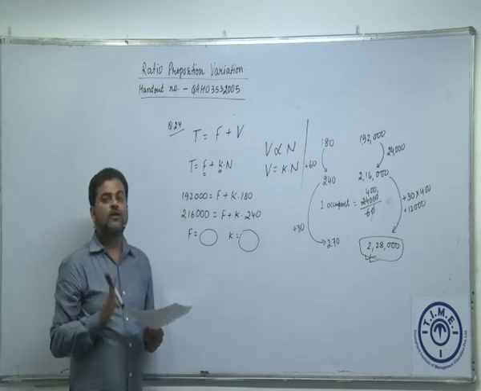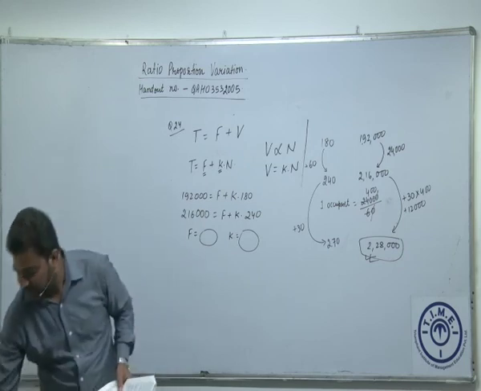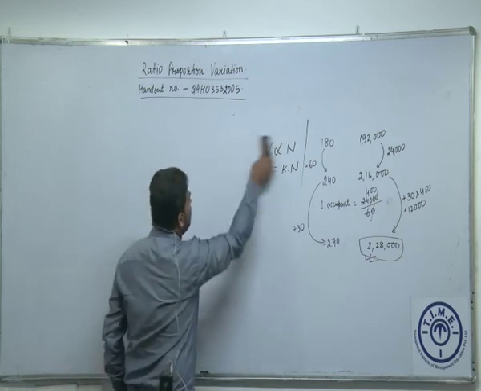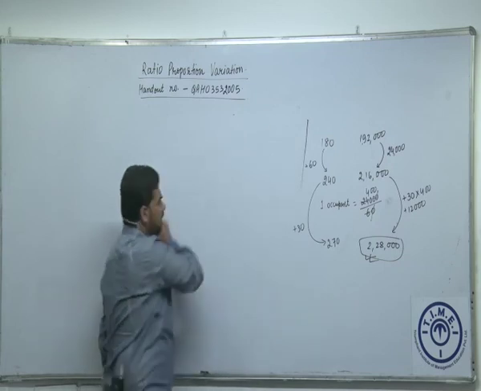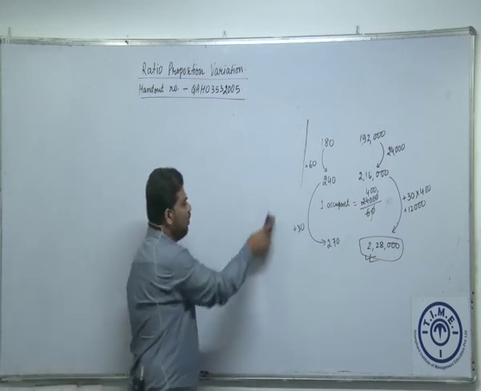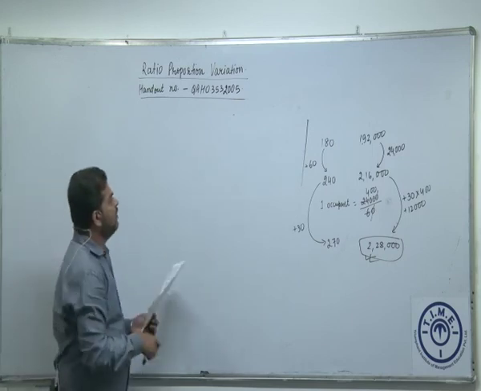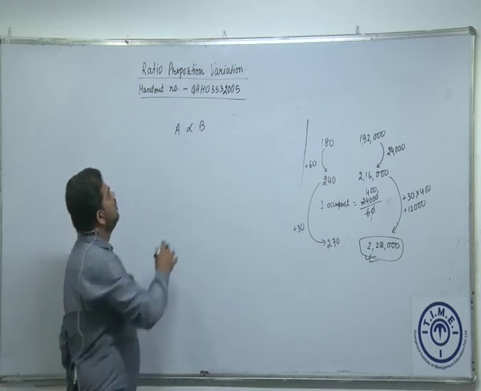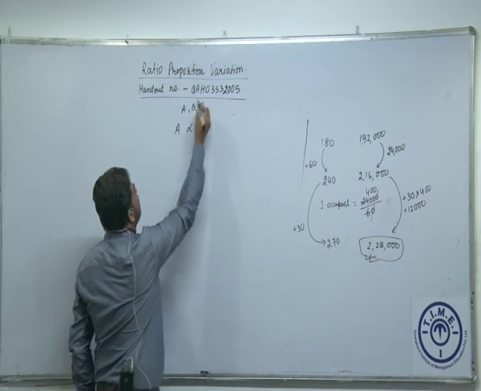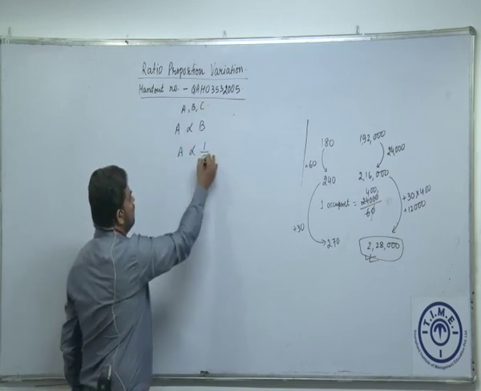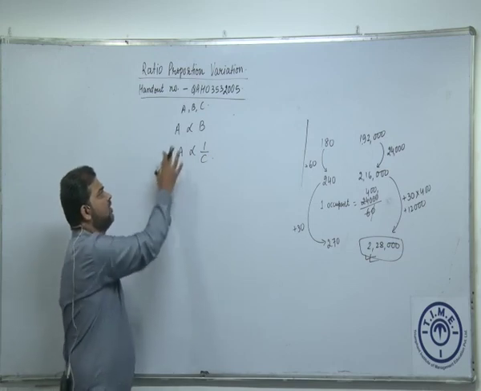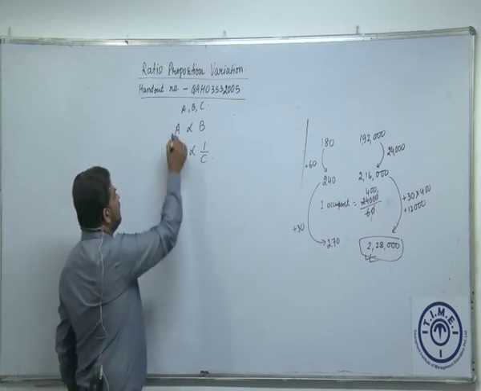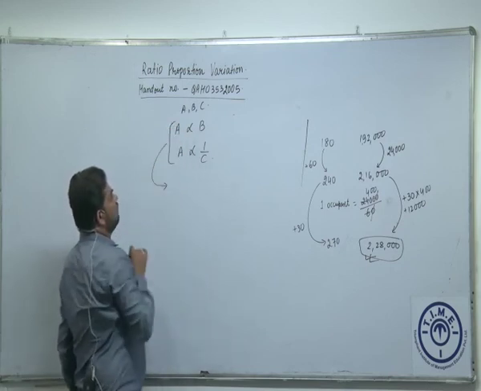Now let us look at the third type of variation, which is mixed variation. So what is a mixed variation? Mixed variation will happen when we have more than two quantities to compare. For example, if I am saying that A is directly proportional to B, and A is inversely proportional to C, we have three quantities, A, B and C. Let's say this information is given.